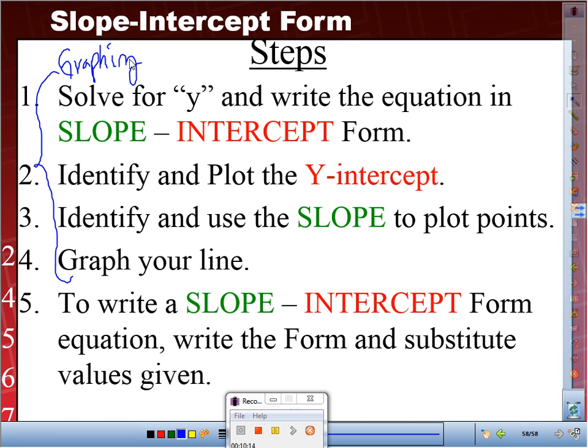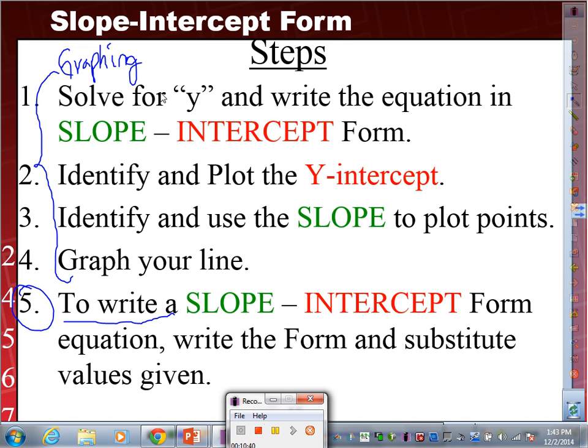However, to write an equation is step 5. Step 5 is to write an equation in slope-intercept form. How do we do that? We write the form and substitute the given values. So step 5 is only to write an equation. What kind of equation? Slope-intercept form. And how do you do that? Write the form and substitute the given values. Copy that, please.